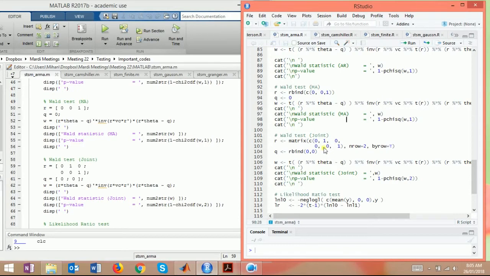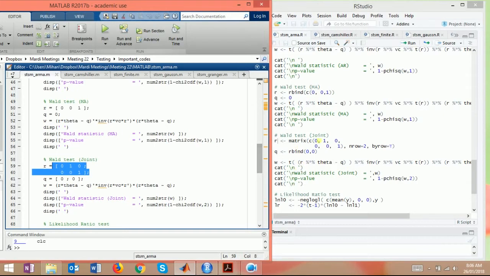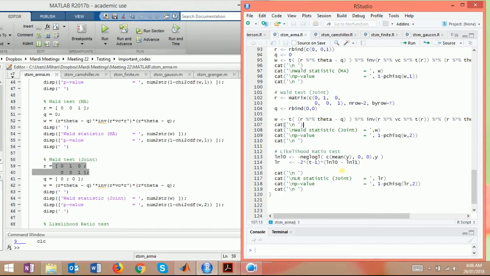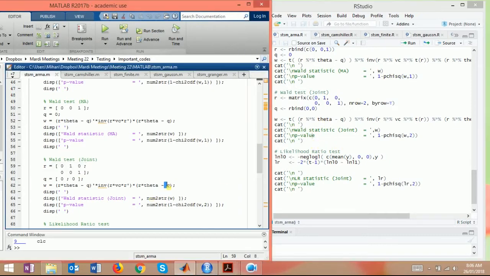Something I don't want to miss: whenever I'm creating a matrix like this, first let it combine 0, 1, 0, 0, 0, 1, then mention that I want two rows, and by row I want to do row bind of the combine 0, 0, 1. That's all. R theta minus Q, is this element by element or Hadamard kind of thing? No, this is matrix multiplication. Let's not make it more complicated.